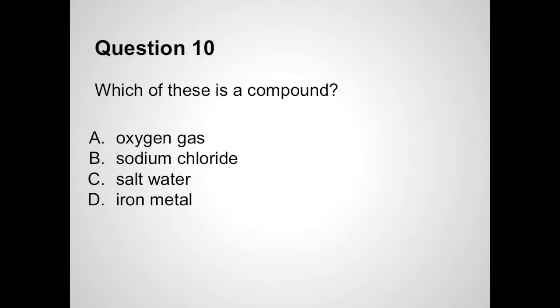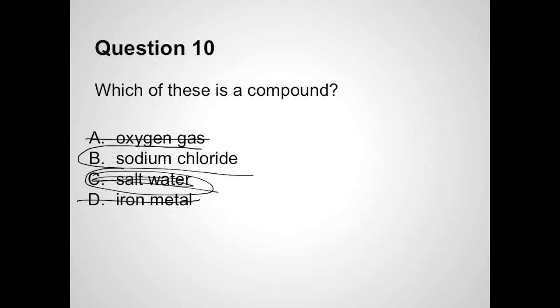Which of the following is a compound? Remember, a compound is 2 or more elements chemically bonded together that cannot be separated physically. Oxygen gas is one element. It's oxygen molecules. Even though there are 2 atoms bonded together, they're both oxygen, so that is still an element. Iron metal, iron's an element. Salt water is a mixture of salt and water, so that's not the choice.